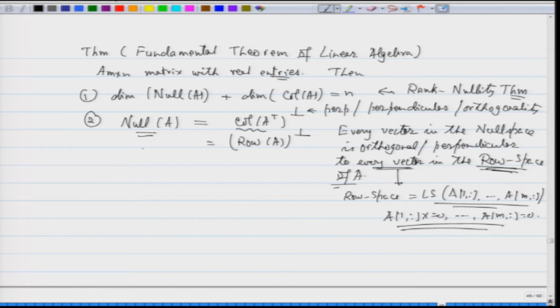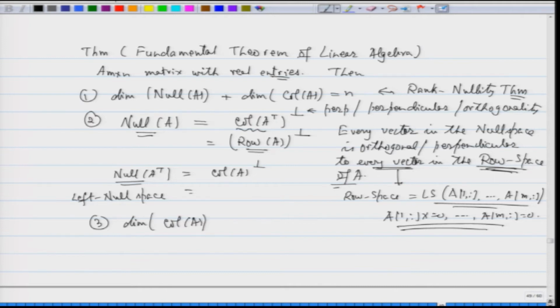Then another version of this: I am looking at A and A transpose. I would also like to look at the null space of A transpose. The null space of A was related with the column space of A transpose, so it should be the column space of A transpose transpose, which is A, perpendicular here. So the null space of A transpose is the column space of A perpendicular. Is that okay? This is the left null space. And the third one is that the dimension of the column space of A is equal to the dimension of the column space of A transpose.